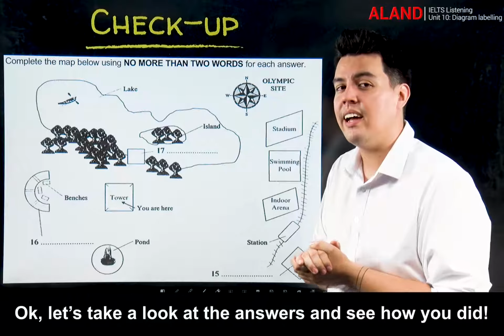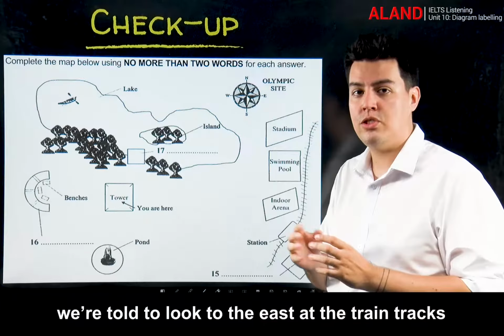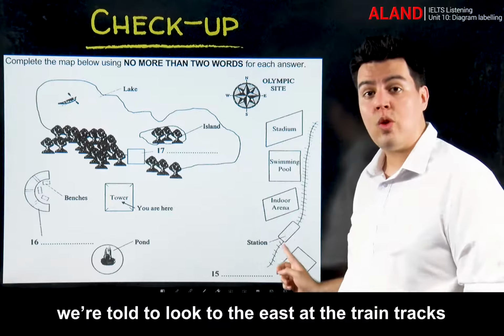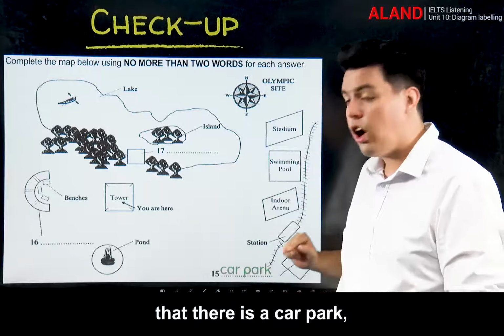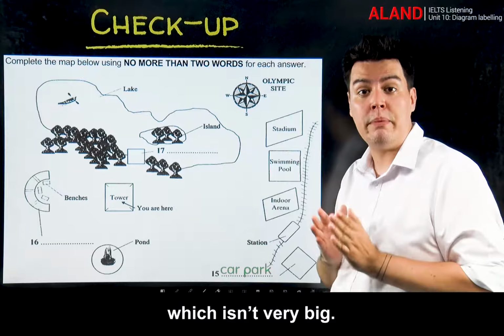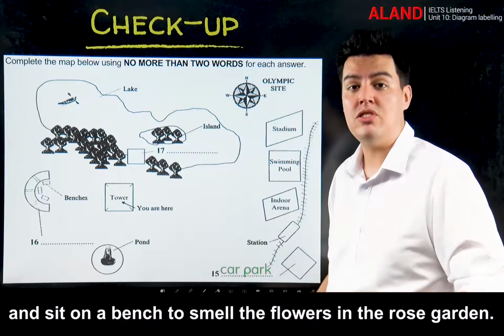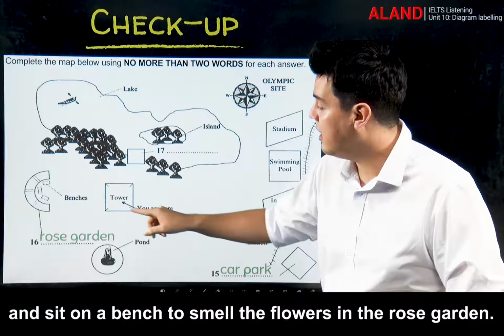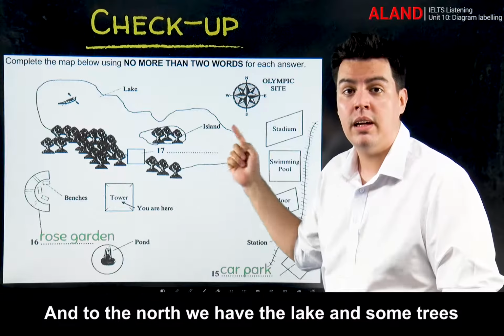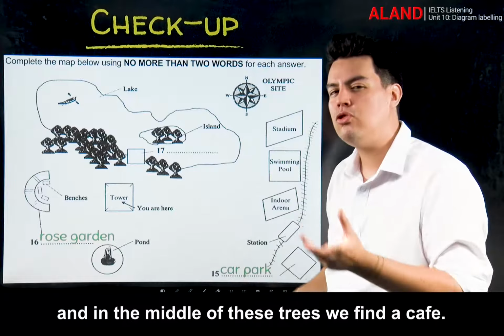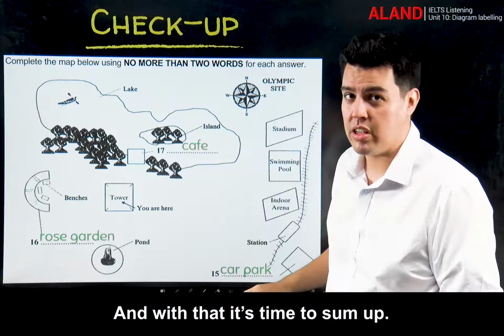Okay, let's take a look at the answers and see how you did. For the first one, we're told to look to the east at the train tracks and the station as a reference before telling us that there is a car park, which isn't very big. If we look to the west, you can relax and sit on a bench to smell the flowers in the rose garden. And to the north, we have a lake and some trees. And in the middle of those trees, we find a cafe. Fantastic! And with that, it's time to sum up.